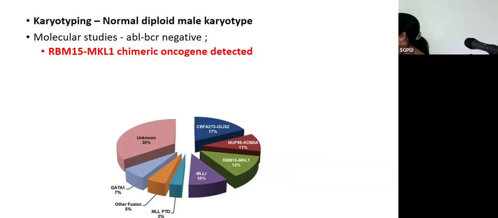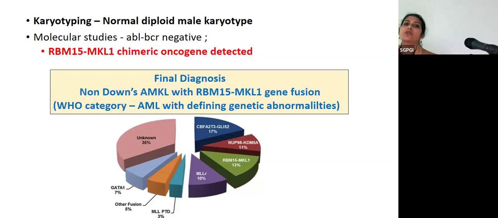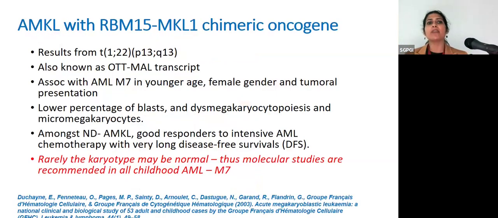But what we got was an RBM15-MKL1 chimera, the RNA binding motif 15 MKL1 chimera, which was just revealed on the molecular study. And so the final diagnosis which was rendered was a non-Down AMKL with this kind of a gene fusion, WHO category AML with defining genetic abnormalities. Okay. So AMKL with RBM15-MKL1 chimeric oncogene results from a translocation between chromosome 1 and 22, the short arm of chromosome 1 and the long arm of chromosome 22, also known as the OTT-MAL transcript.